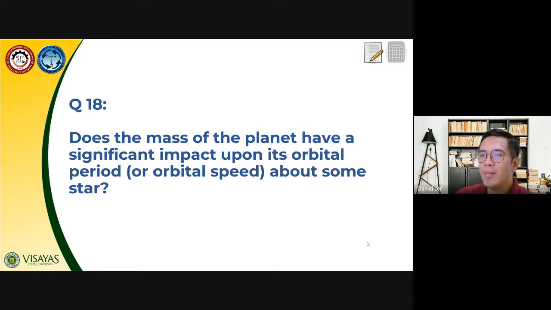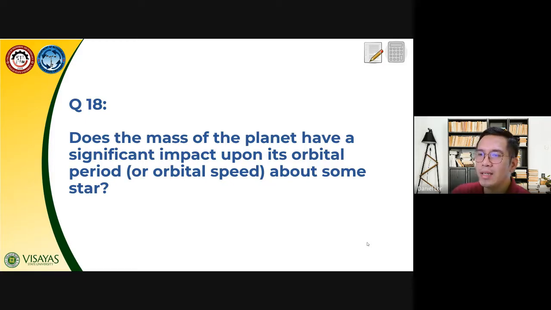So, does the mass of the planet have a significant impact upon its orbital period or orbital speed about some star, or in our case, about the sun? Given that planets are, by definition, almost always much less massive, right? Earlier, in our example, at most the biggest mass around the sun is the planet Jupiter. But the impact is still small, almost one still is the sum of their masses. So the practical answer here is no.